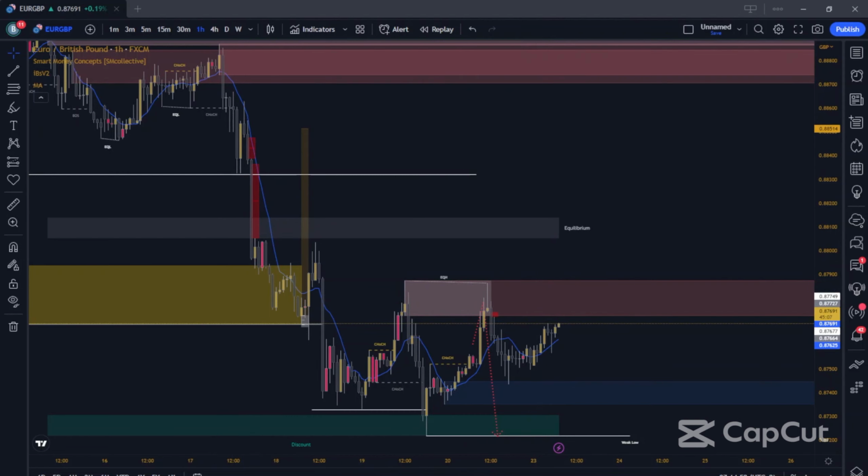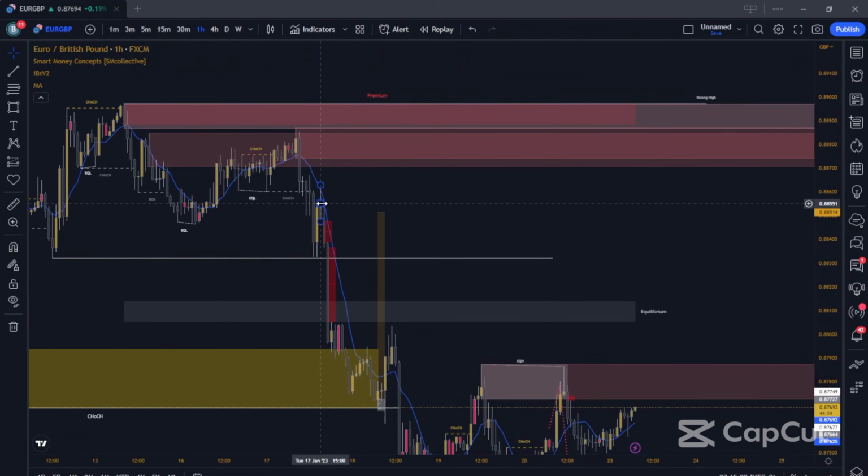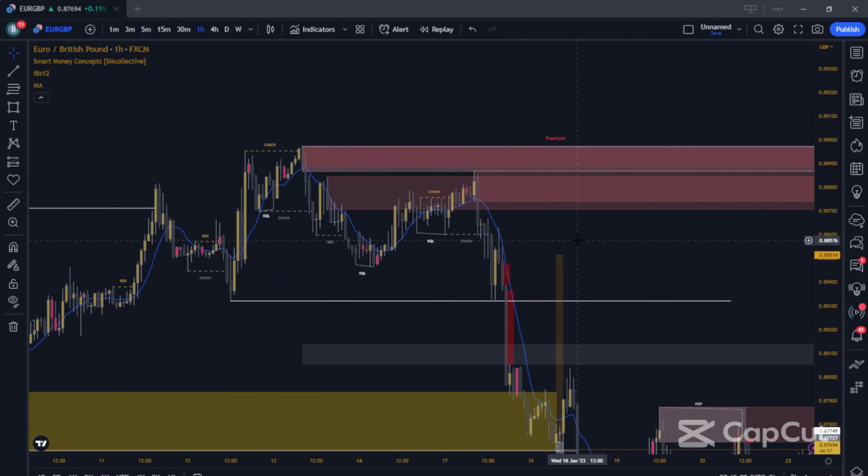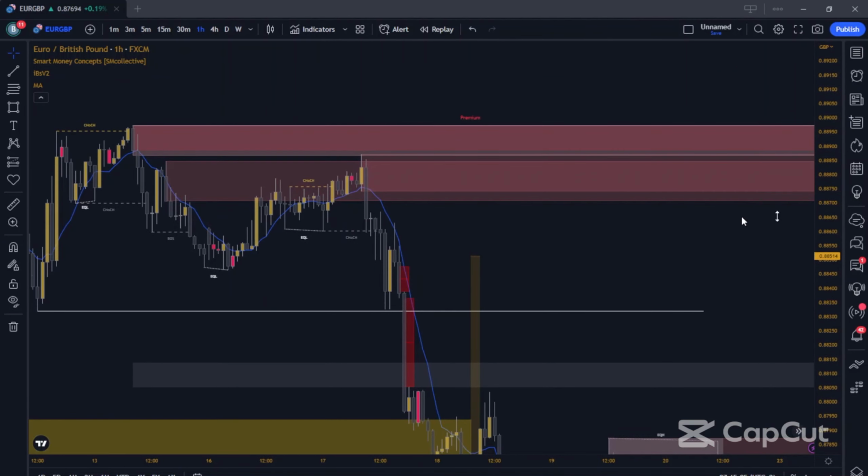Might fill up this imbalance. It hasn't spat out an order block here, but I would add one in. This one looks quite good. The reason the indicator didn't add it in is because it works with very strict rules, right? So there's no two bullish candles here to make structure.